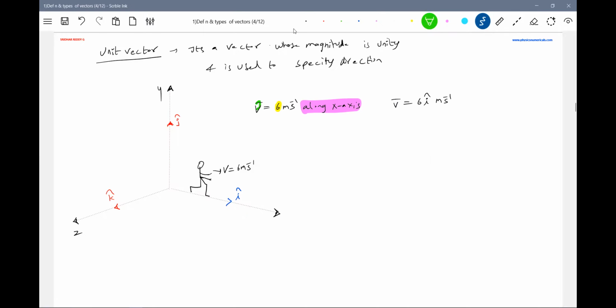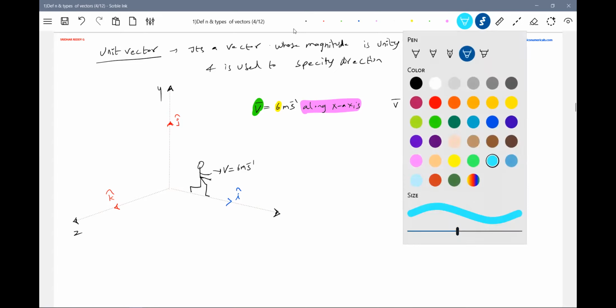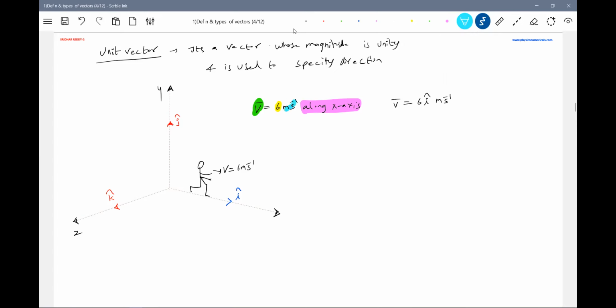What does this velocity indicate? This will indicate the physical quantity. What does that meter per second indicate? That will be a unit. So I'll put in all the colors here.